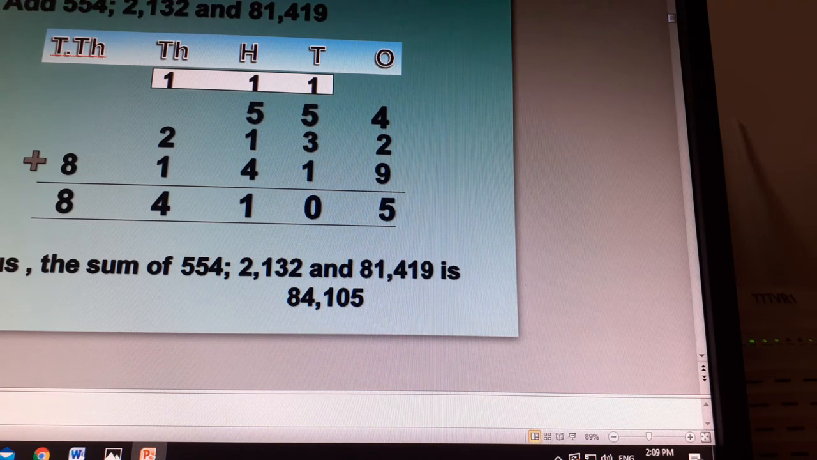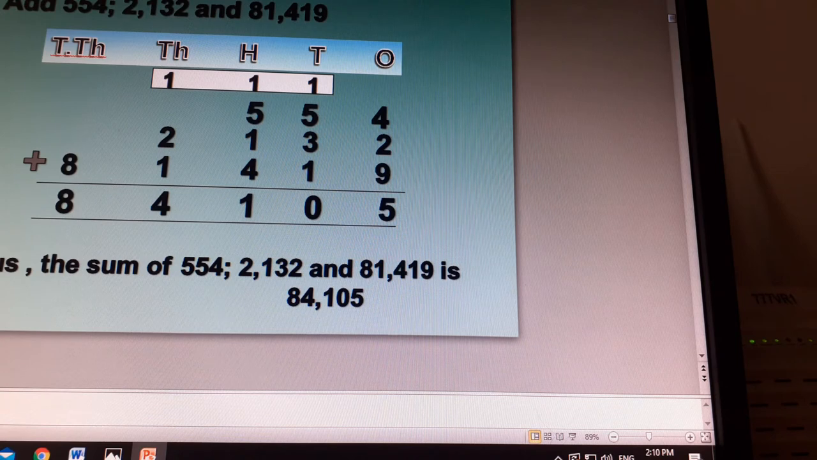84,105. Our answer is the sum of 2,132 and 81,419 is 84,105. Now, do you want to do more sums?